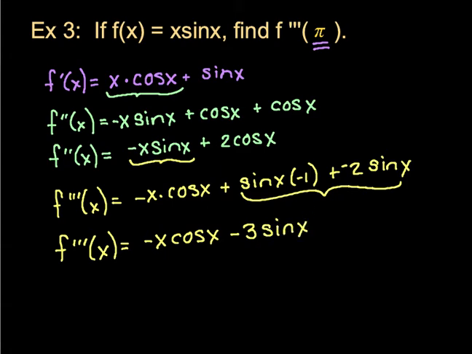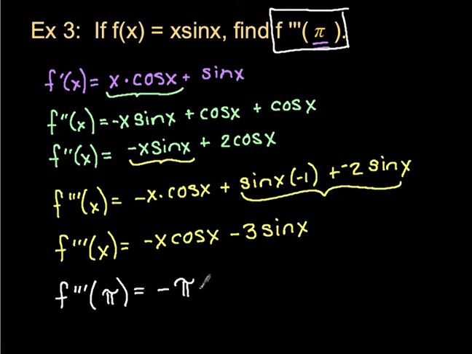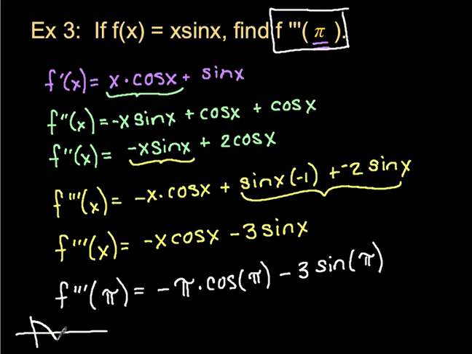Now I need to go ahead and apply this portion here where I have to find the third derivative at pi. So I'm going to go ahead and plug that pi in for all of my x's. That's going to give me -pi times the cosine of pi minus 3 times the sine of pi. All right, so if I need to remember what pi is, I can use my sine and cosine functions, knowing that pi is right in the middle.